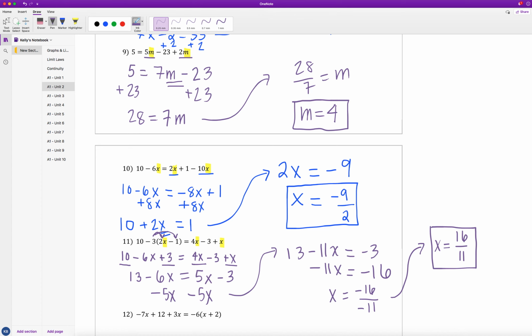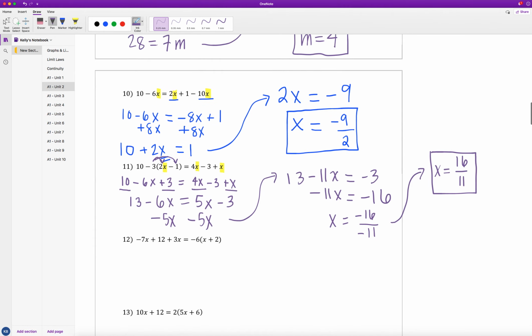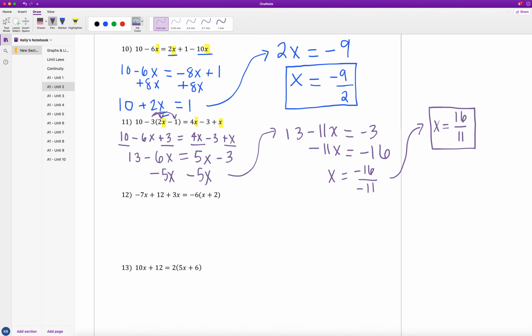So example 10 and 11 both have a lot going on in them, but if we take it one step at a time and just start by combining all the like terms on the left-hand side of the equals, combine all the like terms on the right-hand side of the equals, and then start moving stuff from either side, it makes it a lot easier for us to handle each step individually. Why don't you guys go ahead and try example 12 on your own first and pause the video, and then we will check it together.